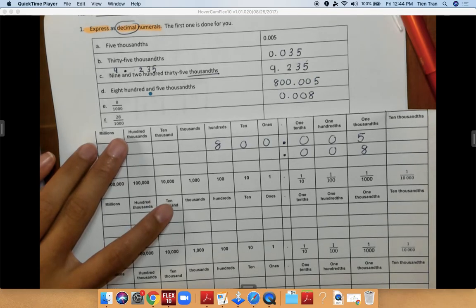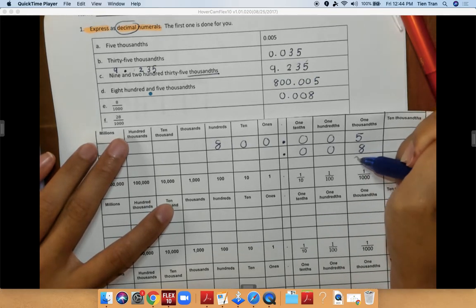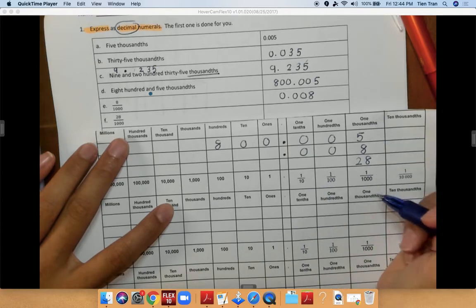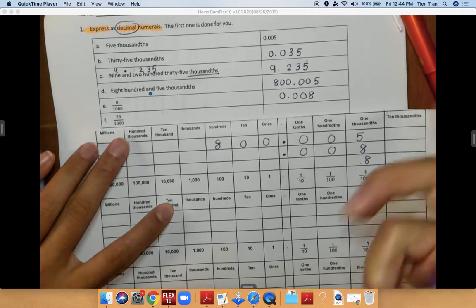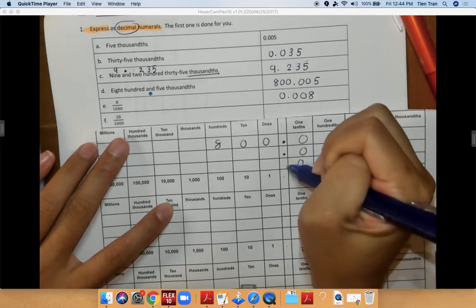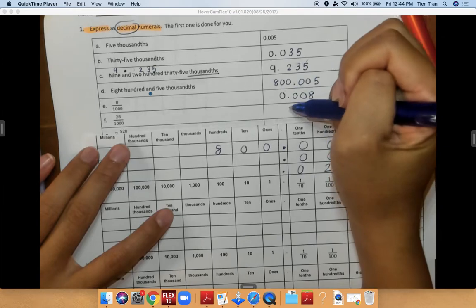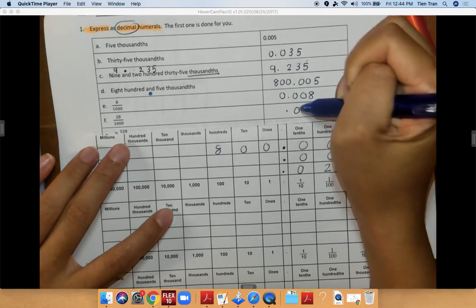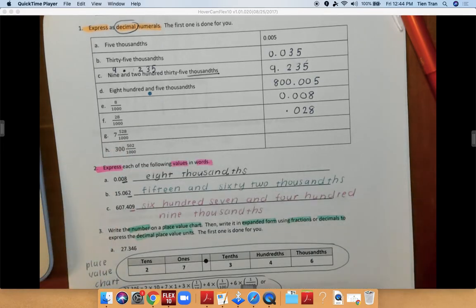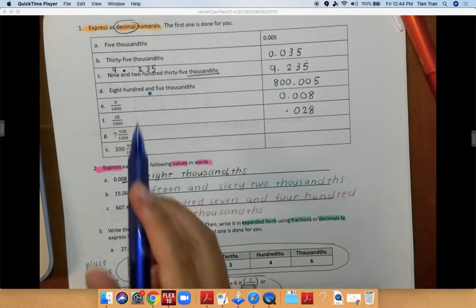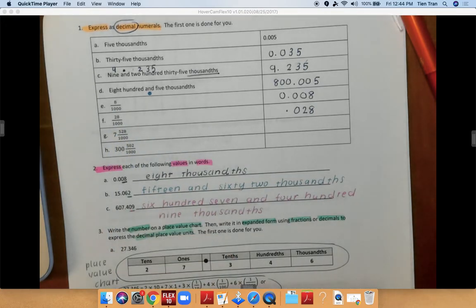Next, we have 28 thousandths. Now, remember I said earlier, that means that you're basically putting 28 in the thousandths place. But remember, you can only have one number. So you're going to bump up this 2, and you're going to fill it in with all your zeros. So your answer should be 28 thousandths. My next one, I have 7 and 528 thousandths. Now, when you see that 7 right there, you notice that it is a whole number.